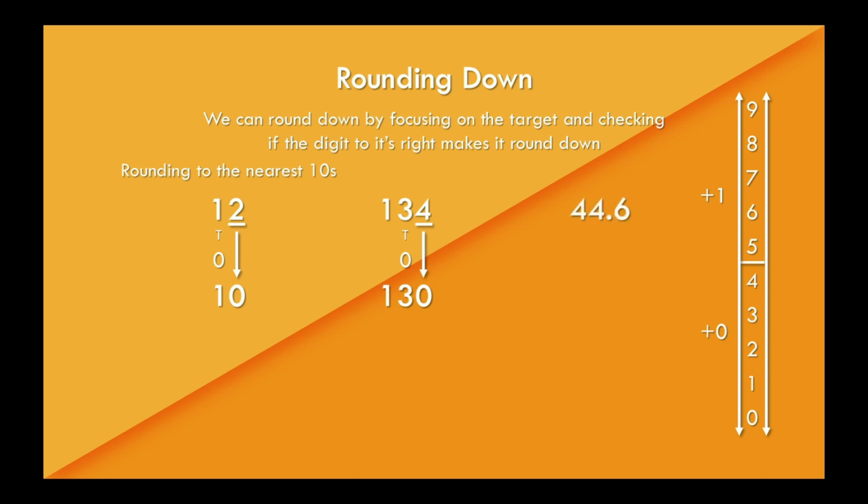For one more example, we see 44.6. We know that the leftmost 4 is the tens place. So immediately to the right, we get 4 again, which we know from the previous example rounds down. So the rightmost 4 and all the numbers on the right become 0, and the leftmost 4 and all the numbers on the left stay the same. And we get a final answer of 40.0 or just 40.